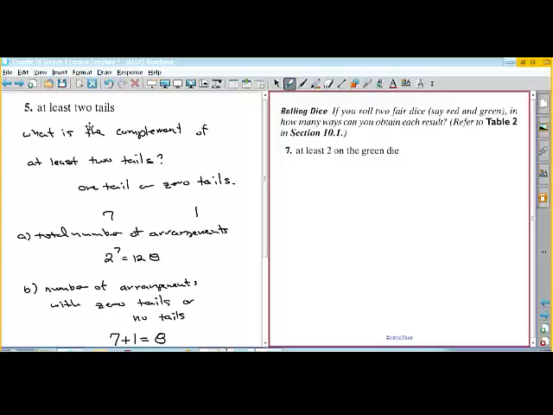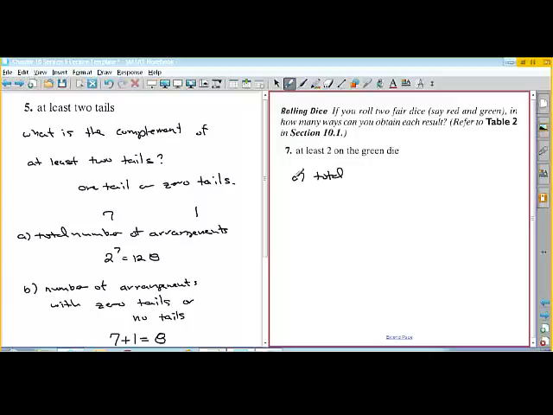Okay. Then there's a couple more problems where you roll a die. If you roll 2 fair die, say red and green, in how many ways can you obtain each result? So does anybody remember back from section 1 how many possibilities if you roll 2 die? 36, because there's 6 possibilities on the first one and there's 6 on the second one. You multiply that together, you get 36. So to answer this question, at least 2 on a green die. So what would be the opposite of at least 2?